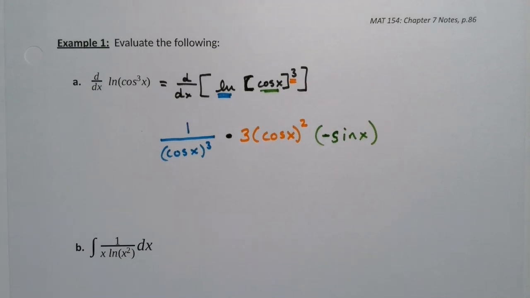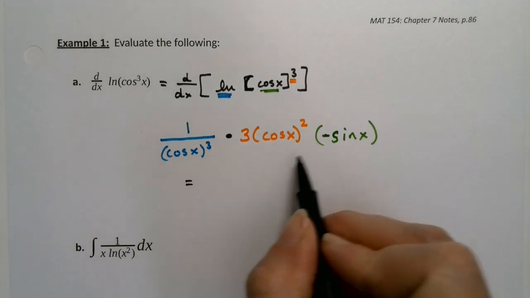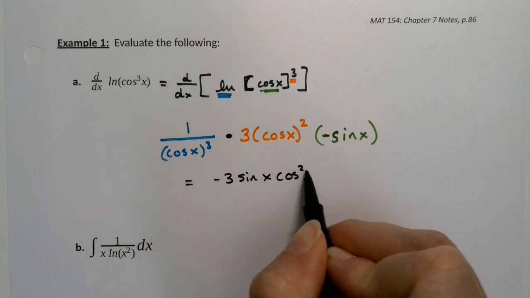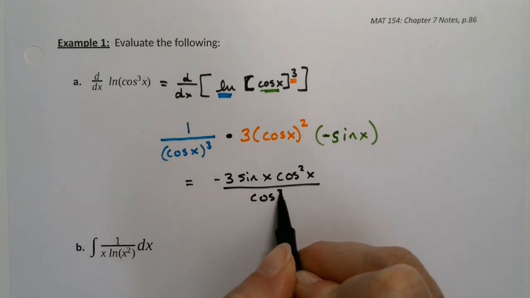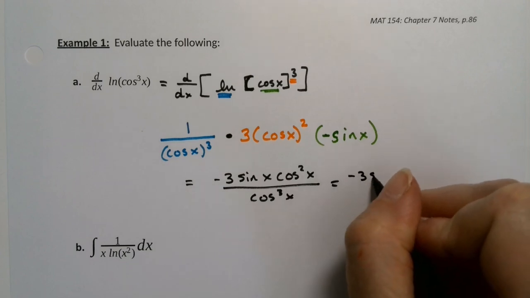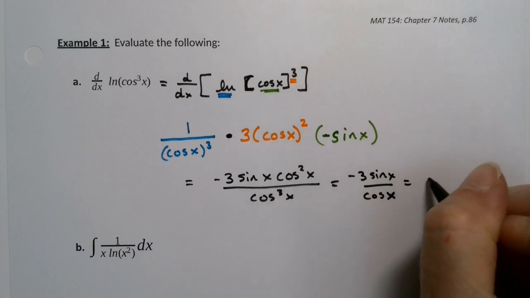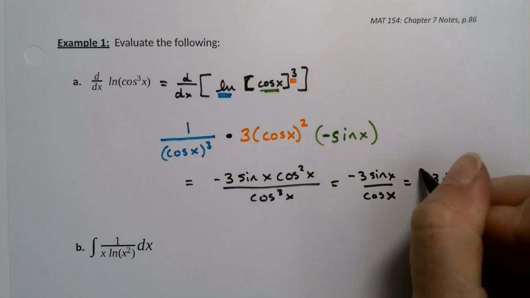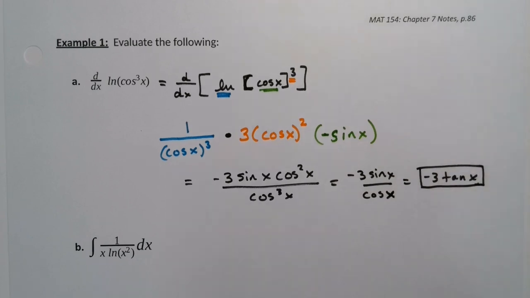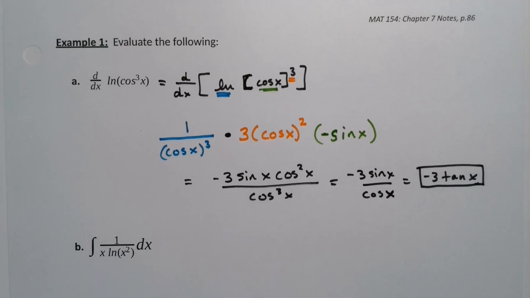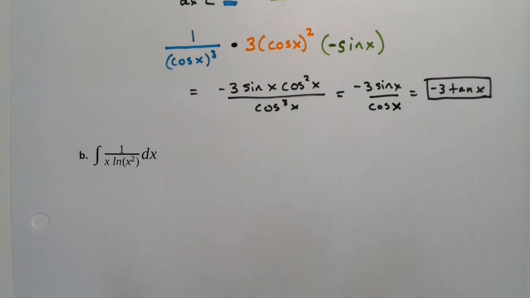All right, well then we can kind of clean this up. So this is negative 3 sine of x cosine squared x over cosine cubed x, which would be negative 3 sine of x over cosine of x. But the sine of x over the cosine of x is the tangent of x. Amazing, isn't it? All that complication, and that is the derivative. It's a simpler problem than what we started with. All right, so now let's try the next one.